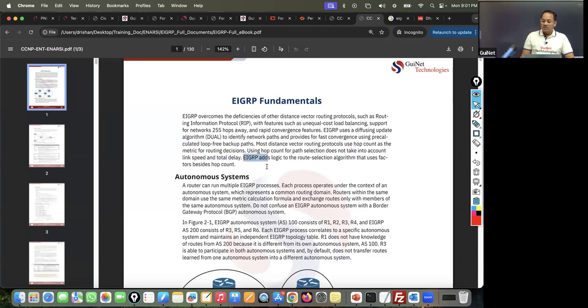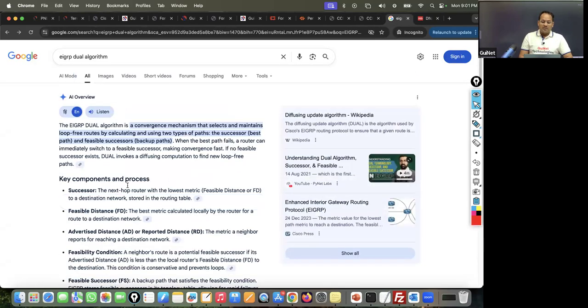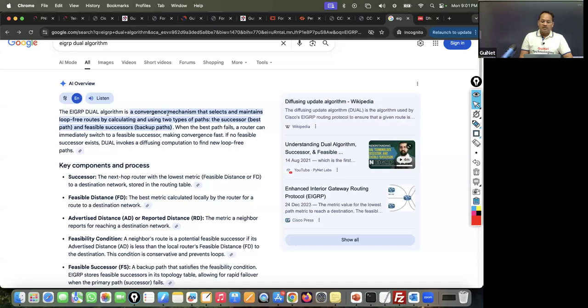So hop count is also there, and along with that, if I talk about the diffusing algorithm, you can see this EIGRP convergence mechanism selects and maintains loop free routes by calculating and using two types of paths. That is a successor, the main path, meaning your fastest path to reach your destination, and then they have another path, the backup path, and it is going to be a loop free path again.